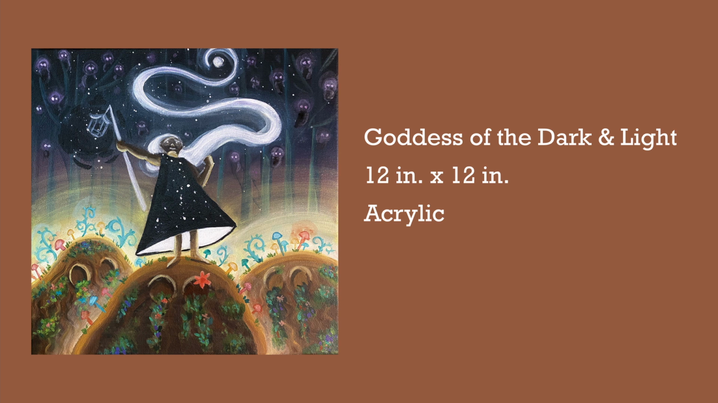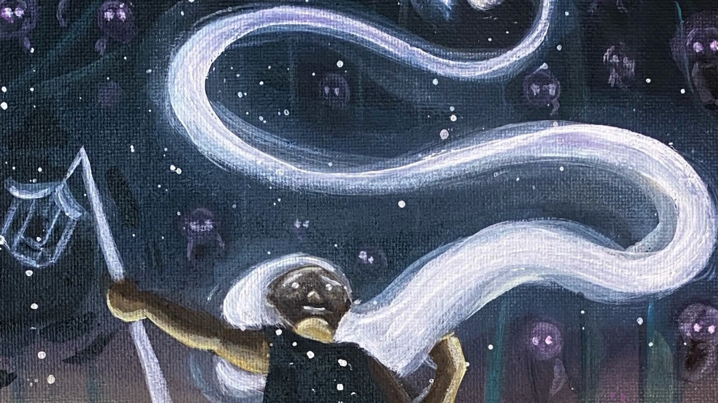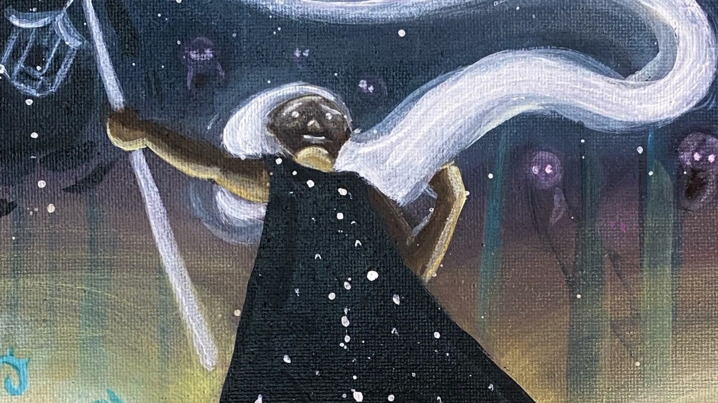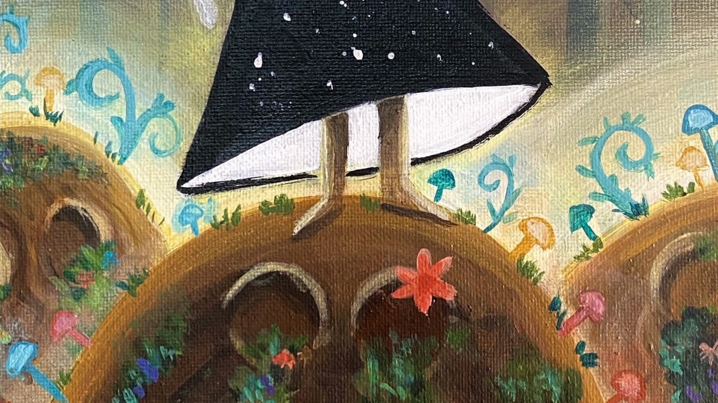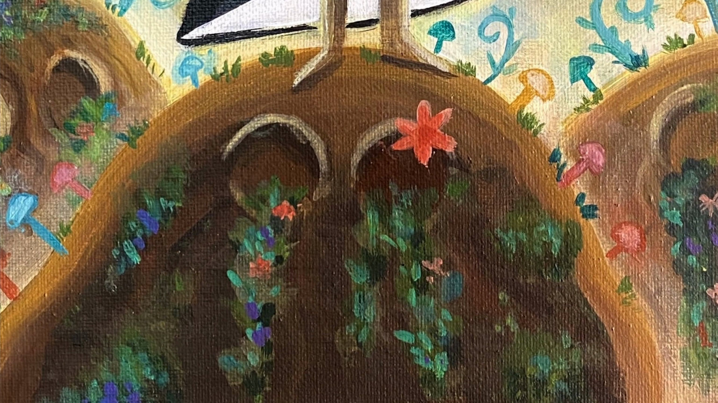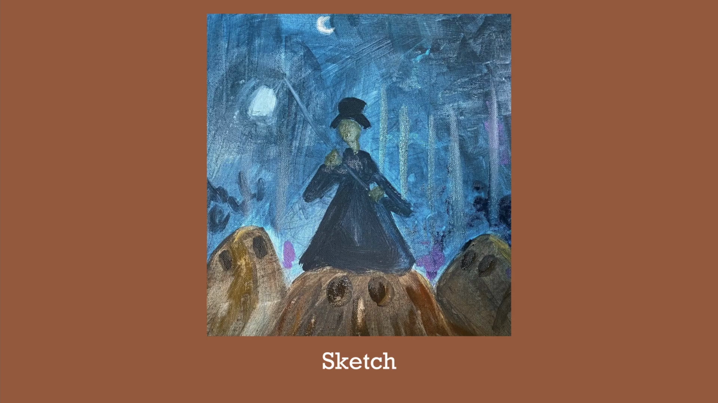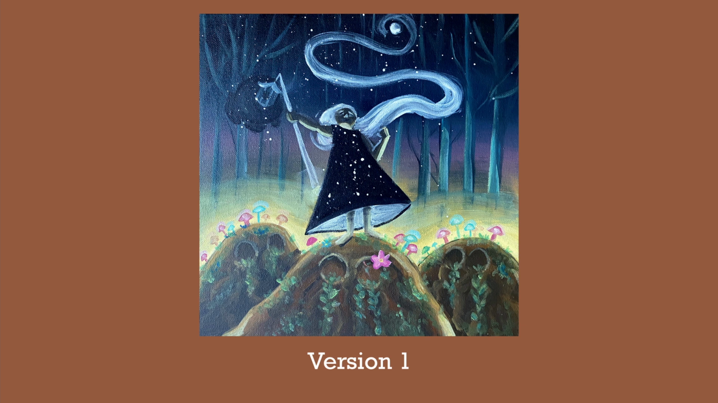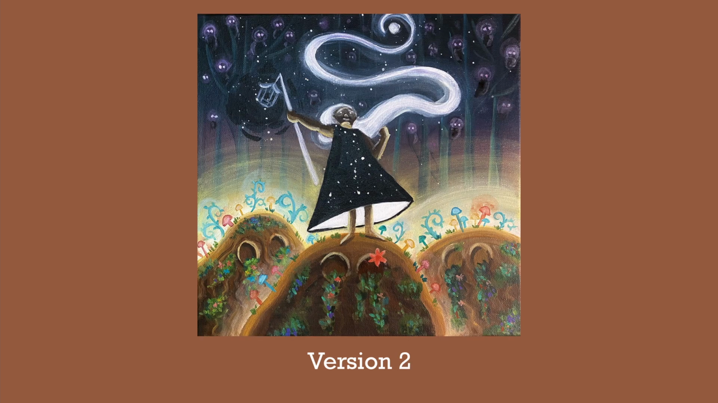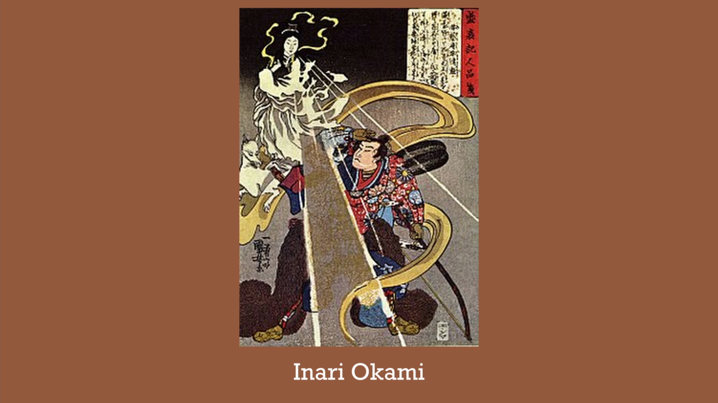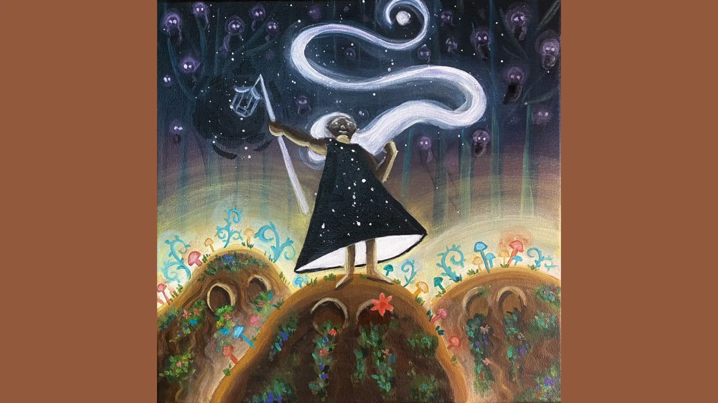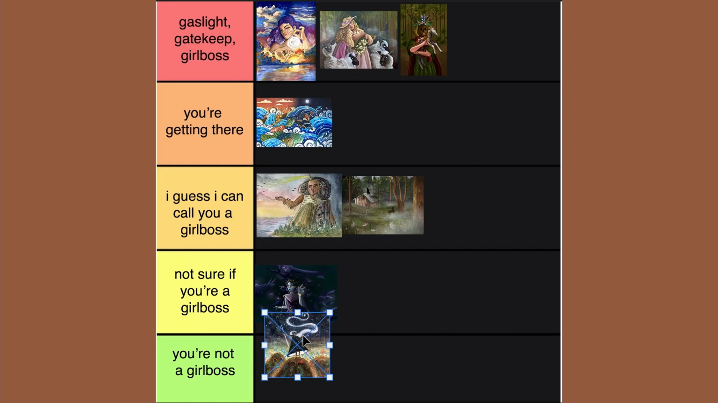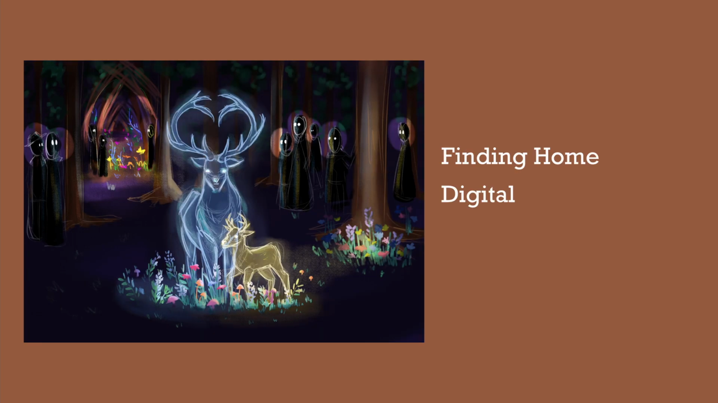Goddess of the dark and light. Yeah, I don't like it. I was going for Japanese mythology inspired, but then it's kind of lost in the process. It was a very small canvas, 12 by 12 inches, so I couldn't really do complicated stuff. I wanted to draw a traditional Japanese dress, but I didn't have the time, and the canvas is goddamn tiny. I guess she's inspired by both Inari Okami, goddess of fertility, and Tsukuyomi, god of the moon. I guess the lantern stick is Japanese inspired. I don't know. You're not a girl boss. I'm so sorry. Coming home.